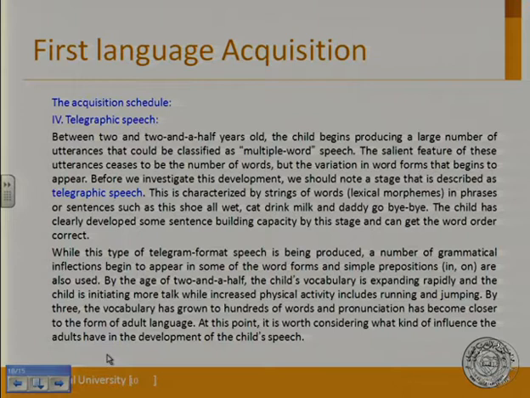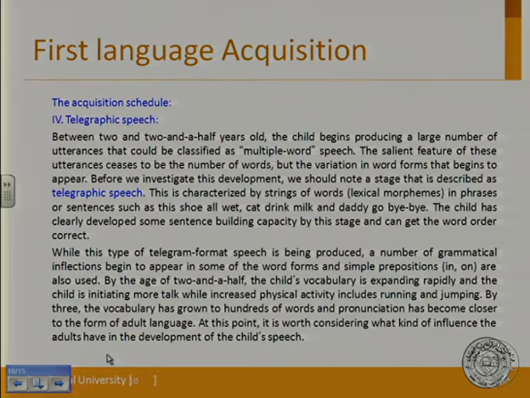The next stage is called telegraphic speech, and in this stage, between 2 and 2.5 years old, the child begins producing a large number of utterances that could be classified as multi-word speech. The salient feature of these utterances ceases to be the number of words, but the variation in word forms that begins to appear. Before we investigate this development, we should note a stage that is described as telegraphic speech. This is characterized by strings of words, lexical morphemes, in phrases or sentences such as this shoe all wet, cat drink milk, and daddy go bye-bye.